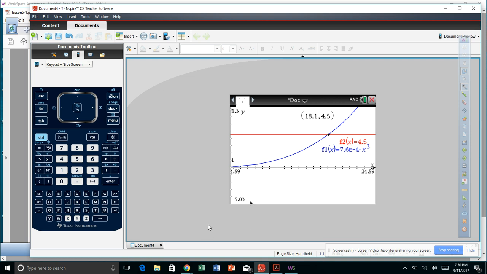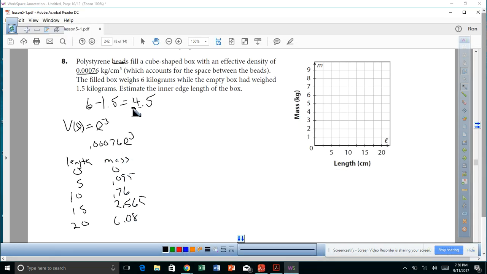Well, we said based on our table, it would be somewhere between 15 and 20. So let's go back over here and we'll grab that. 0 is right there. 5 is going to be just barely above it. 10 is 0.7, a little bit more than 3/4, not a whole lot. 15 is 2.65, just over half. And then 20 is going to be 6.08. That's just barely above. And then we've got our line here at 4.5.